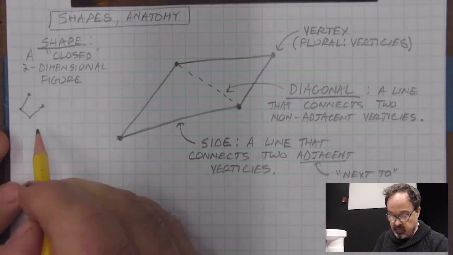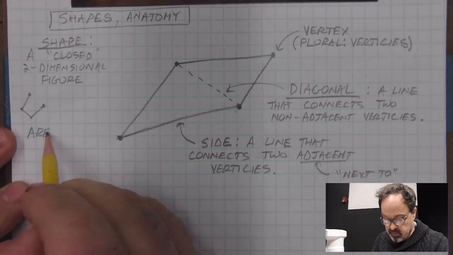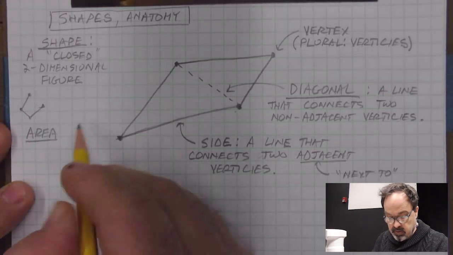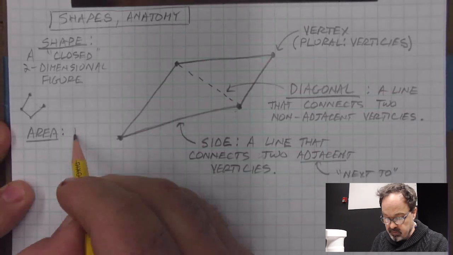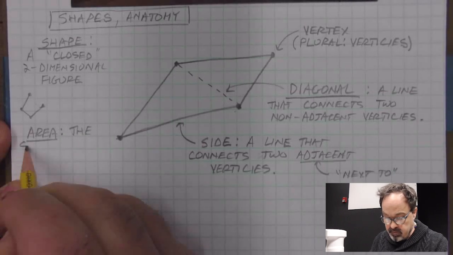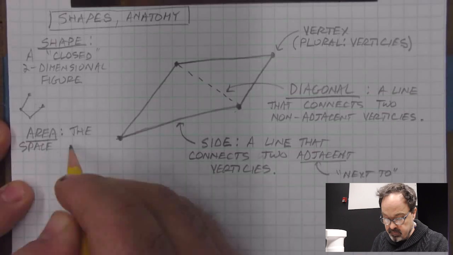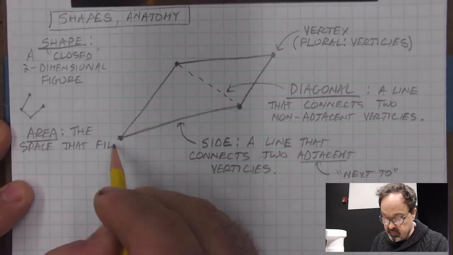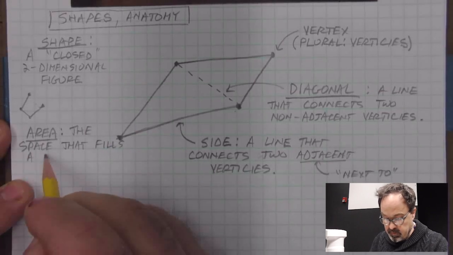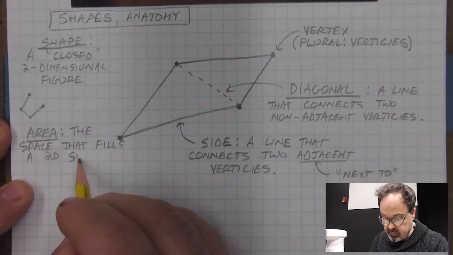Shapes have area. An area as a concept is the space that fills a two-dimensional surface.